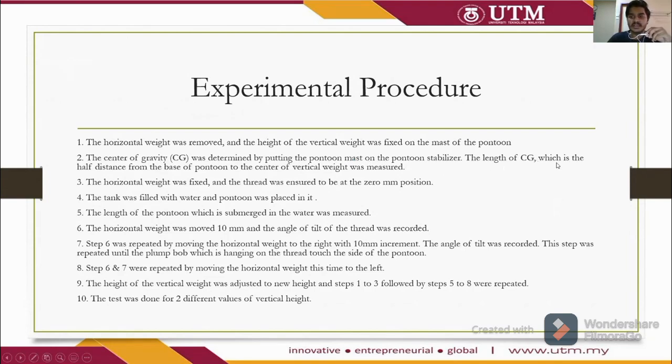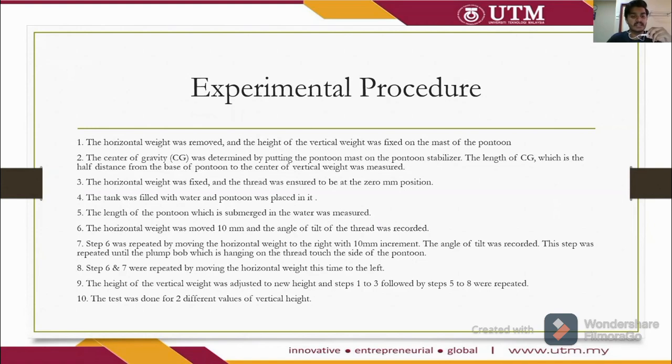The length of Cg, which is the half distance from the base of pontoon to the center of the vertical weight, was measured. The horizontal weight was fixed and the thread was ensured to be at the 0 mm position. The tank was filled with water and the pontoon was placed in it. The length of the pontoon submerged in the water was measured. The horizontal weight was moved 10 mm and the angle of tilt of the thread was recorded.